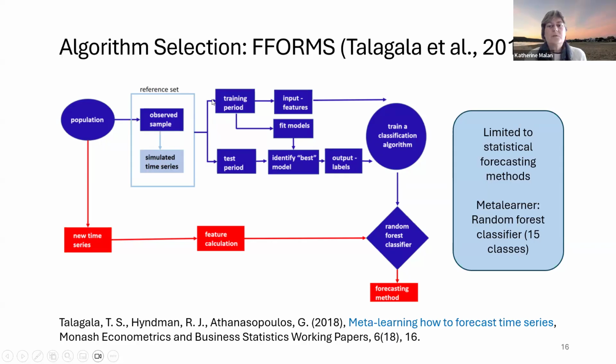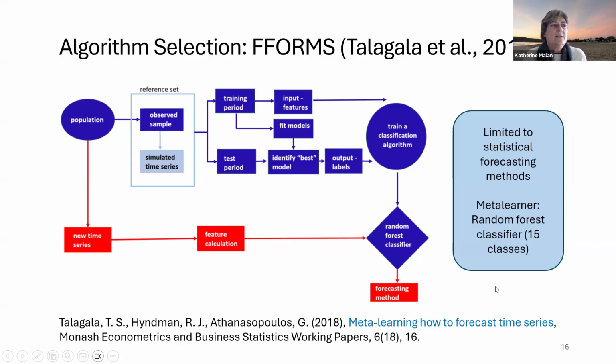You have your training data, which is the part of your series that you're training on, and then you've got your test data, which is the part that you're testing on. You extract your features, you train a classification algorithm, and they used a random forest classifier. And then you've got a brand new time series. You calculate the features, and you use the random forest to tell you which method to use. So which method to use is the target of this random forest classifier.